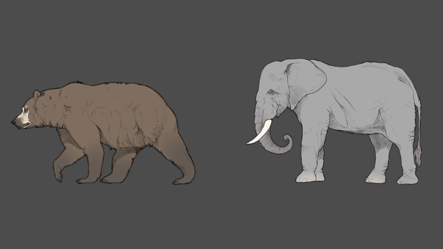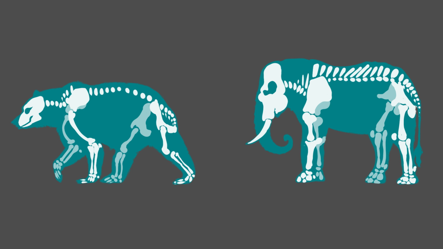Now let's compare their skeletons. The first thing we notice is that the elephant has straighter and thicker bones. This is to support the elephant's weight. If the elephant had curved bones like the bear, they'd snap.